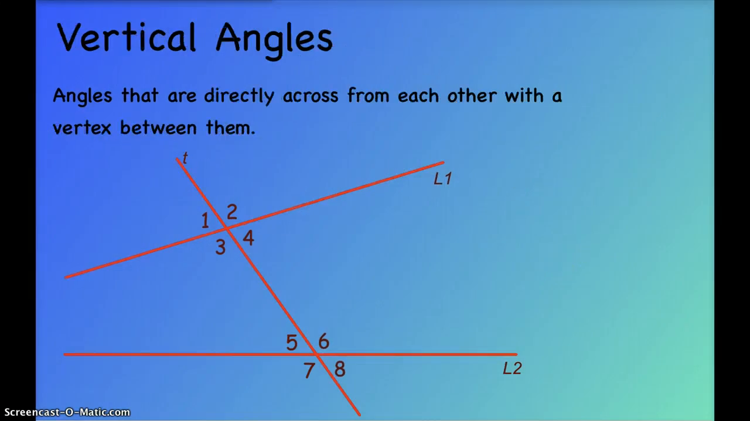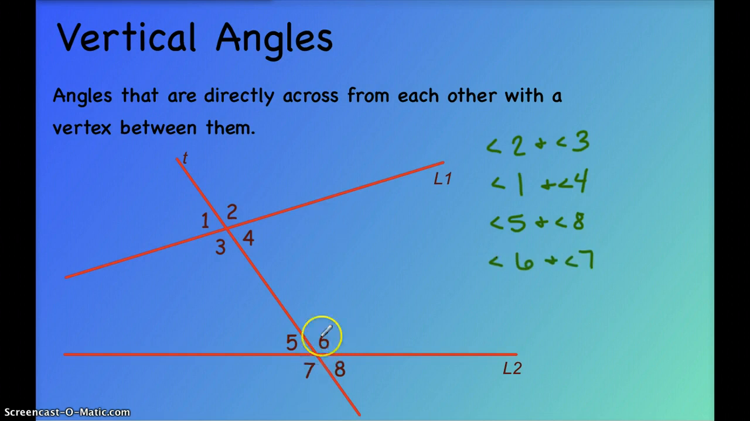Next, we are reviewing vertical angles, and these are ones that are just directly across from each other, and they have a vertex or a point in between them. So looking at these directly across from each other, we have angles 2 and 3, we have angles 1 and 4, we have angles 5 and 8, and angles 6 and 7. They are all directly across from each other with a vertex in the middle.